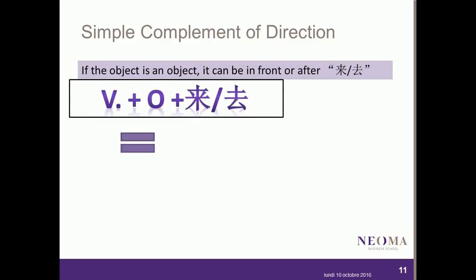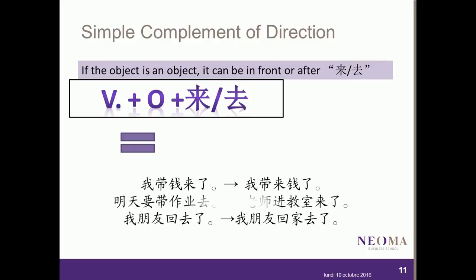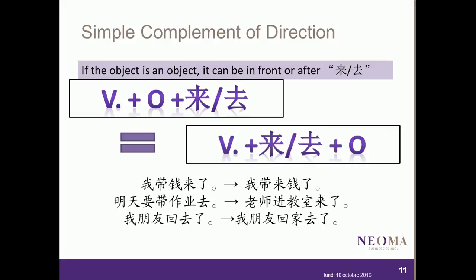Okay, so let's make this more complicated. If the object is an object, that's basically no sense. If there is an object, it can be in front of, or after 来 or 去. I don't like doing the description because when you just say it, it doesn't make any sense. You have to put it in the formula or in the sentence to make sense. So verb plus object plus 来 or 去 equals verb plus 来 or 去 plus the object.